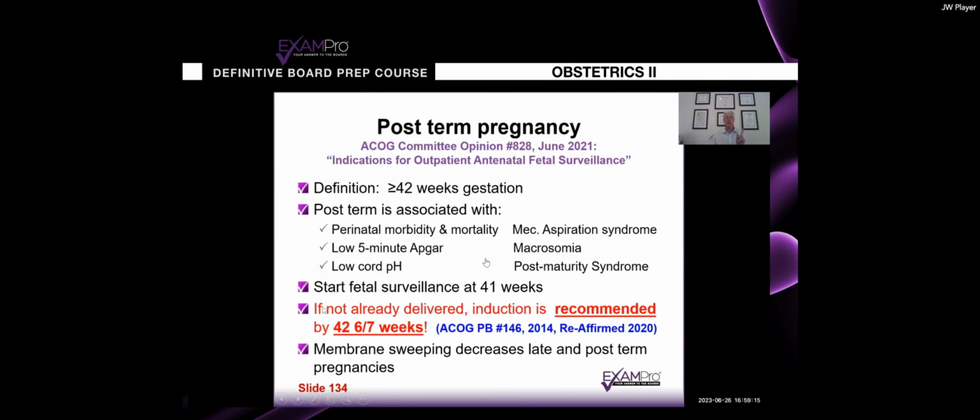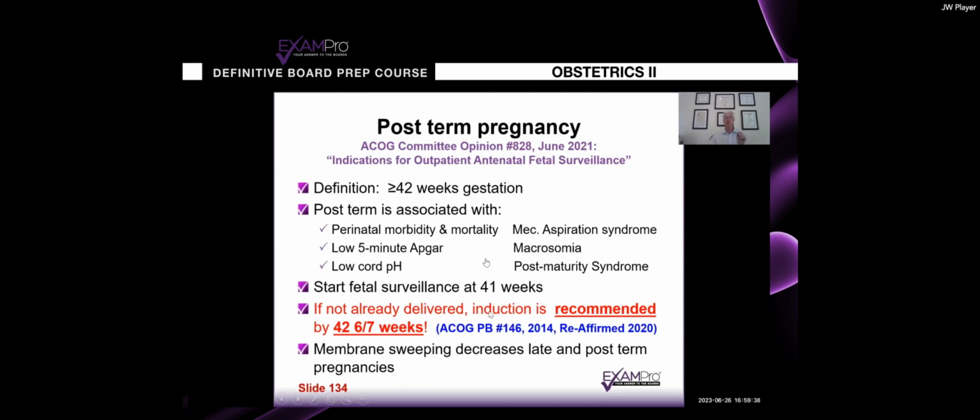Now, the other thing is, according to the ACOG publications, remember that we usually all try to induce our patients by 41 to 42 weeks. But ACOG recommends delivery by essentially 43 weeks. So you can have a patient who's 42 to 42 and a half weeks, and that's not a medical indication for induction of labor according to ACOG. These would all be elective inductions of labor.